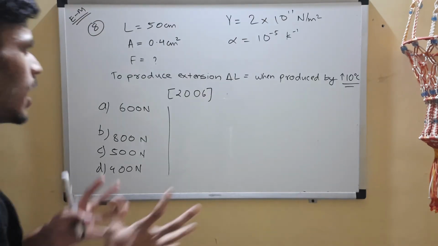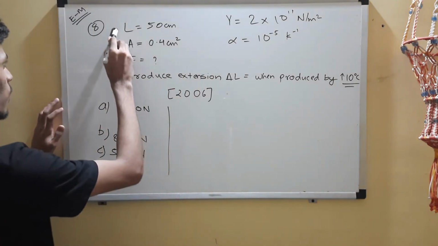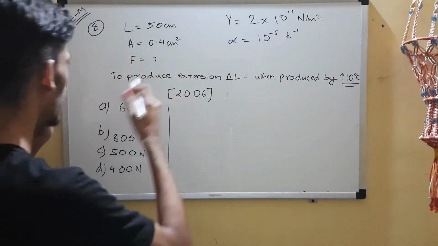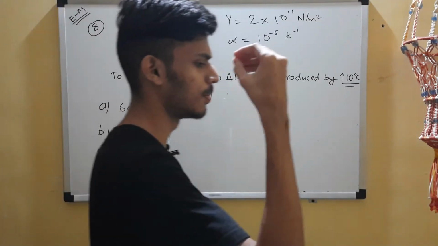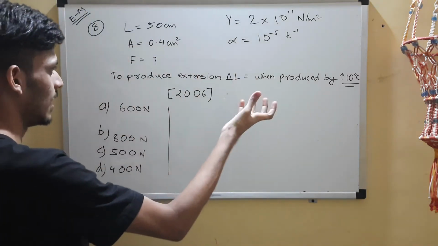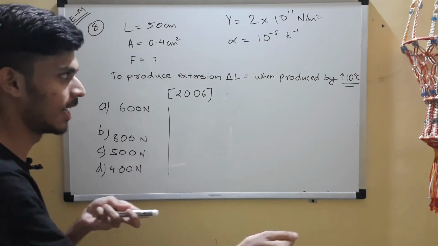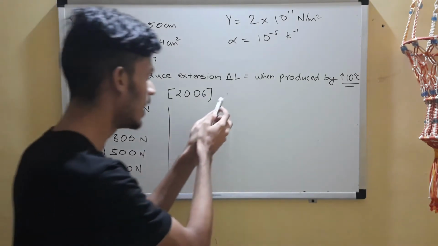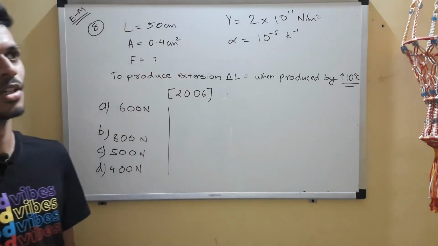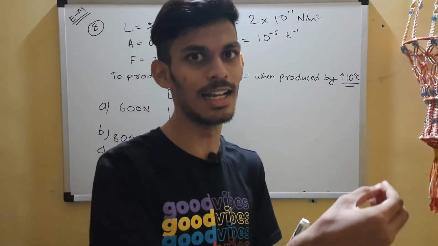Question 8 over here, I'll just explain what this question wants to say. In this question, you have a rod of length 50 centimeters and cross-sectional area 0.4 centimeter square. You are supposed to find the force that should be applied to this rod so that it produces an extension of delta L. When you apply force, there will be some deformation, right? Extension. This delta L should be equal to the extension produced when the same material is heated by 10 degrees Celsius.